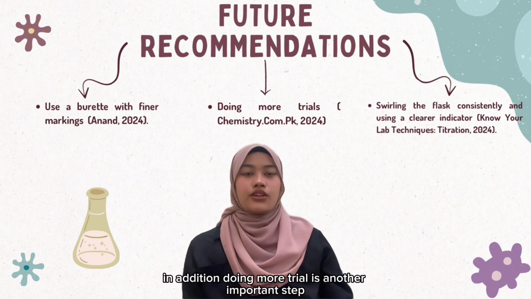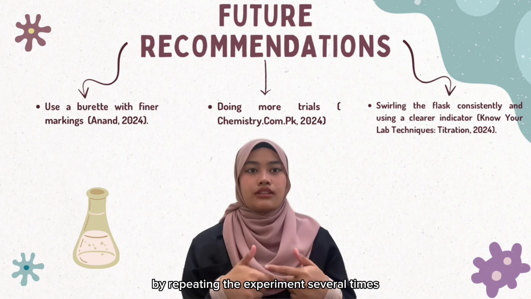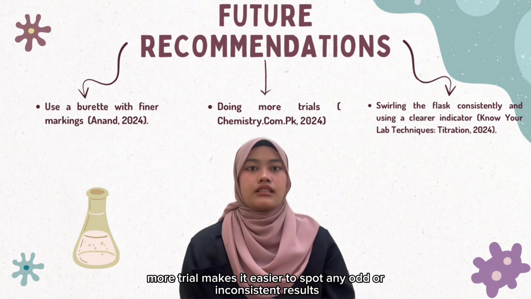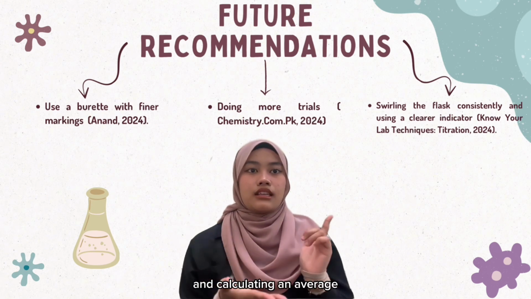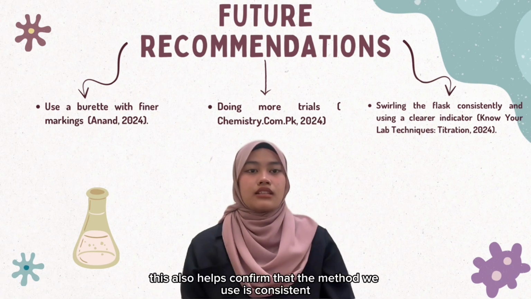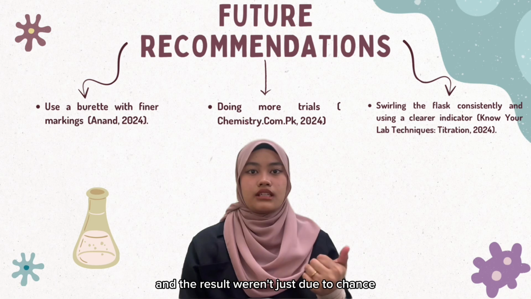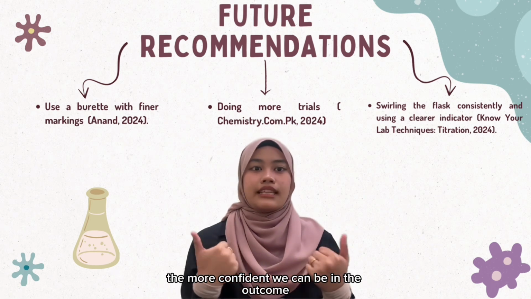In addition, doing more trials is another important step. By repeating the experiment several times, we can reduce the effect of random errors. More trials make it easier to spot any odd or inconsistent results, and calculating an average gives a clearer picture of the actual value. This also helps confirm that the method we use is consistent and the results weren't just due to chance. The more times we do the experiment, the more confident we can be in the outcome.